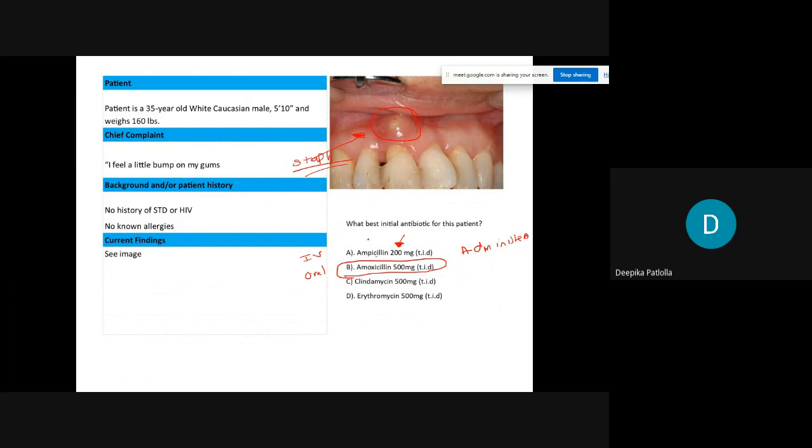Just because there could be mixed bacteria in there, erythromycin could also be one of the options, but it's a broad spectrum of activity. So that's the reason we are choosing amoxicillin. Is that how we should remember it for answering the questions?